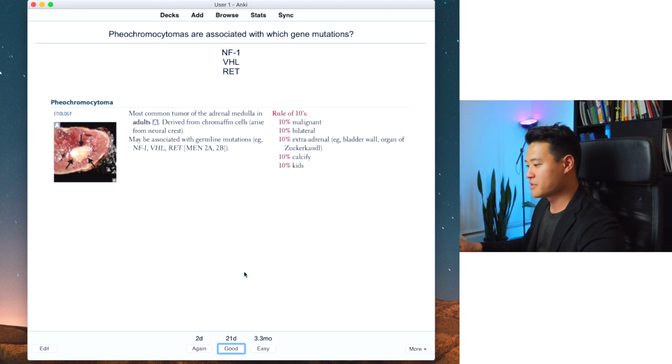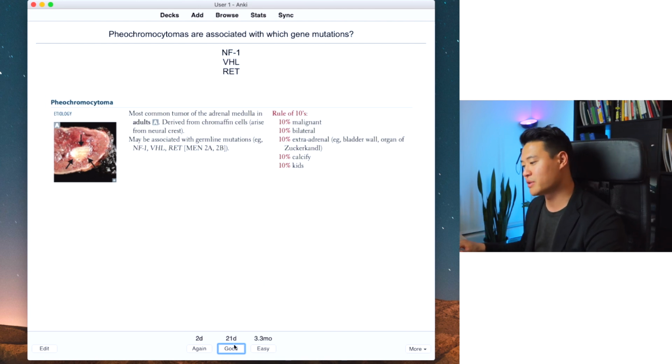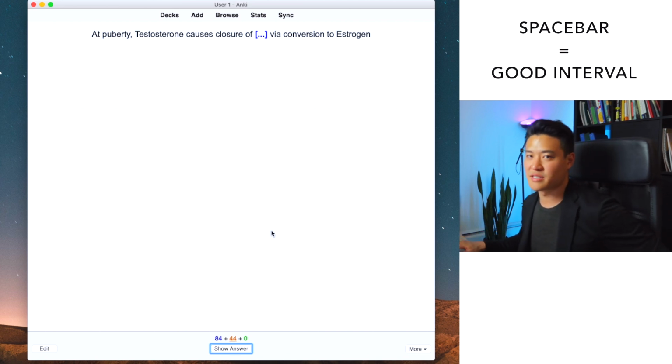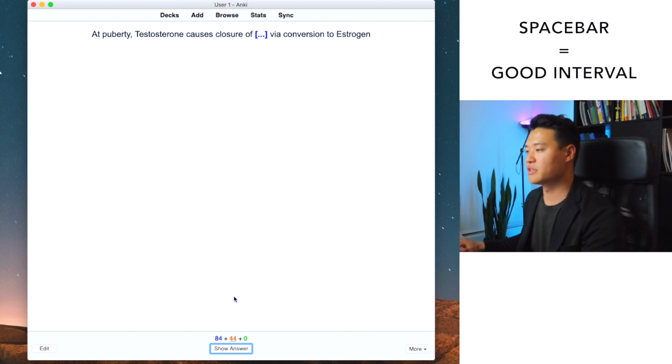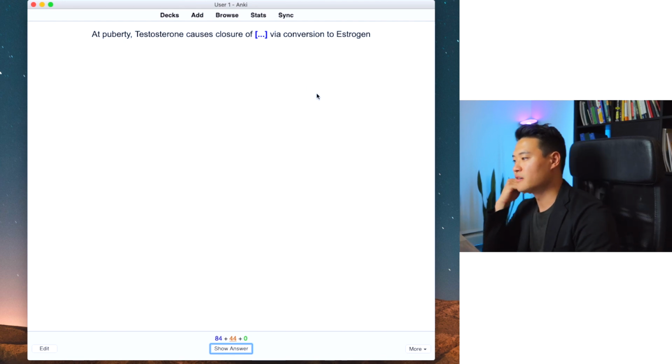All right, so we answered this question. This one I knew, but I know that I can't remember this in 3 months, so I have to press spacebar so that I see this again at a good interval. At puberty, testosterone causes closure of epiphyseal plate via conversion to estrogen.